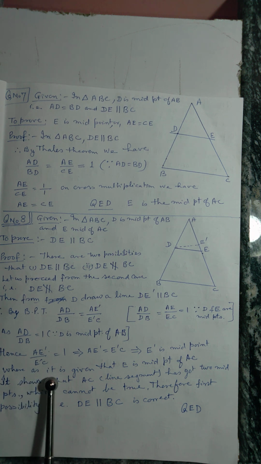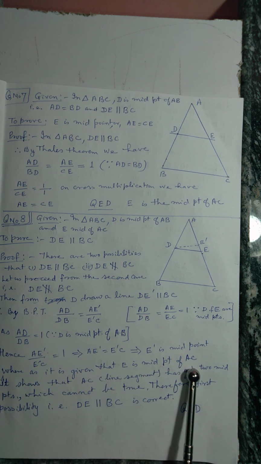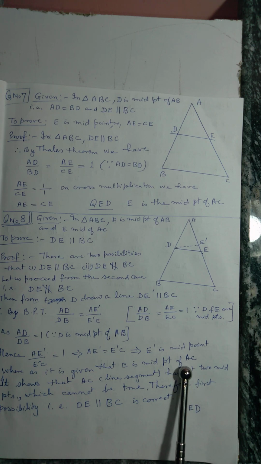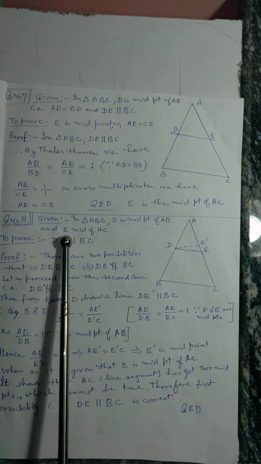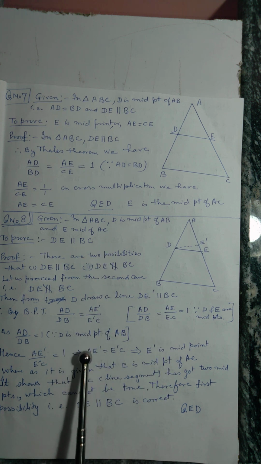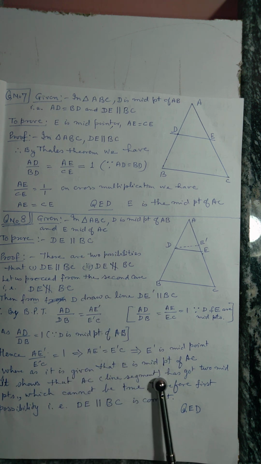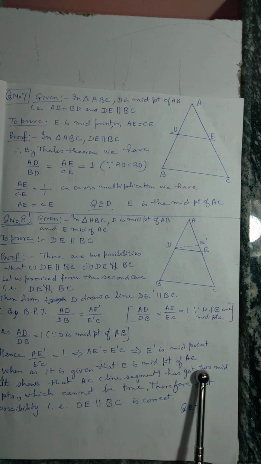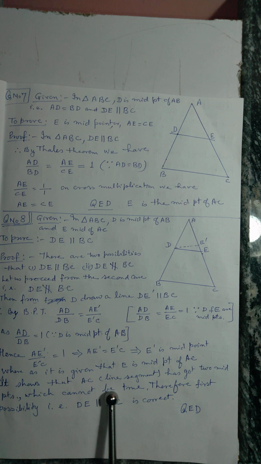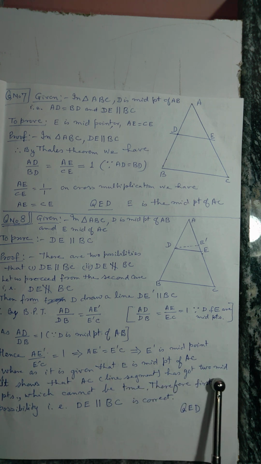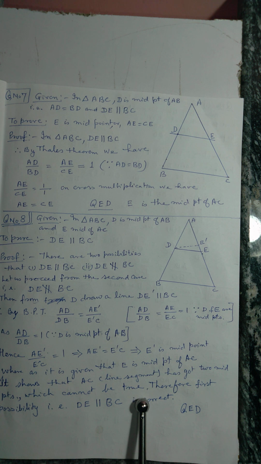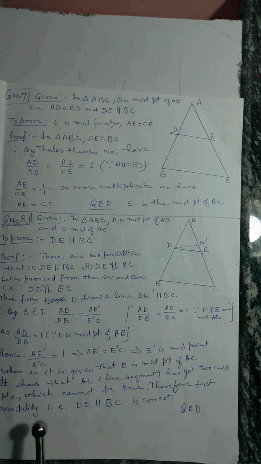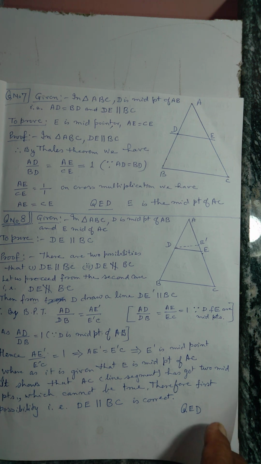Whereas it is already given that E is the midpoint of AC. But from our assumption, we have reached the conclusion that E dash is the midpoint. So it shows that the line segment AC has two midpoints, which cannot be true. Therefore, the first possibility, that DE is parallel to BC, is correct. Therefore, QED, which was to be proved. Now proceed to question number 9.